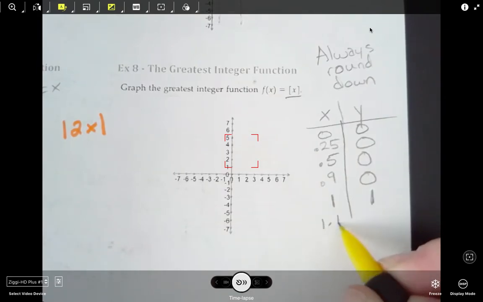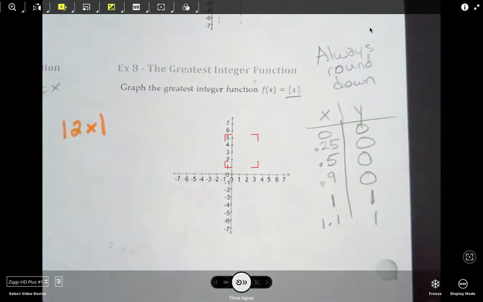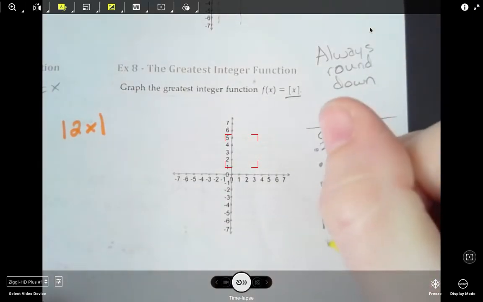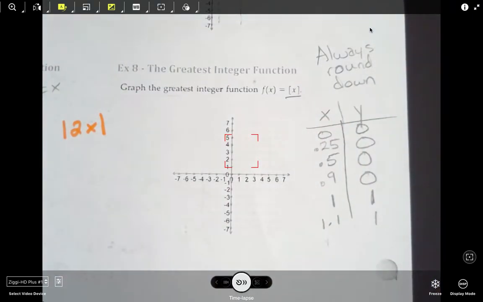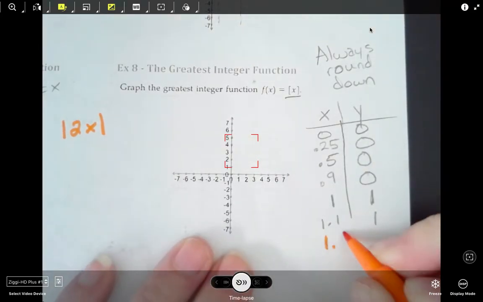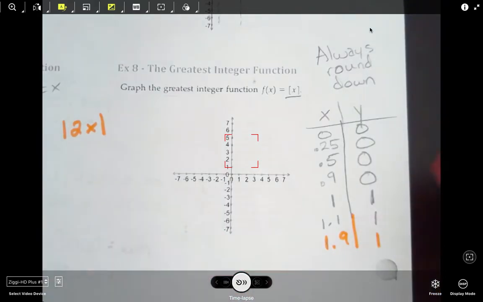And 1.1 rounds down to 1. Okay? And then 1.9 rounds down to 1. I'm running out of pencil here. I got to use marker again. 1.9 rounds down to 1, and it always rounds down to 1.